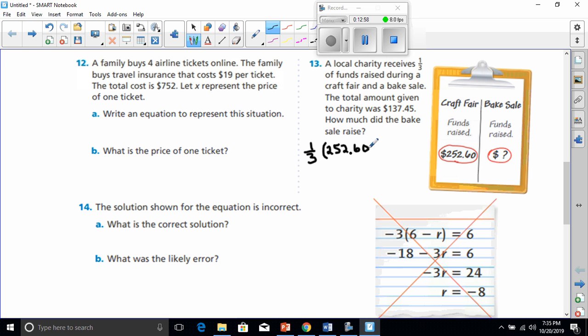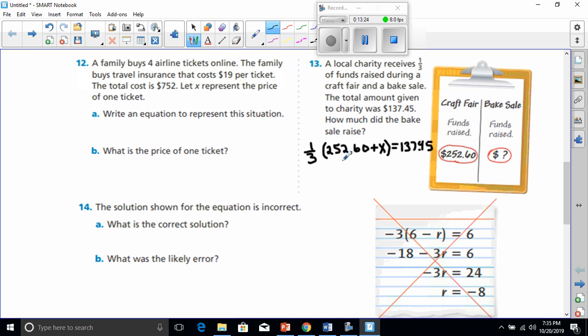Let's see, actually plus, right? Because we're adding these two together. We would call this X because we don't know what it is. And that has to equal, they said the total amount given to the charity was $137.45. So we're trying to find out what X is.